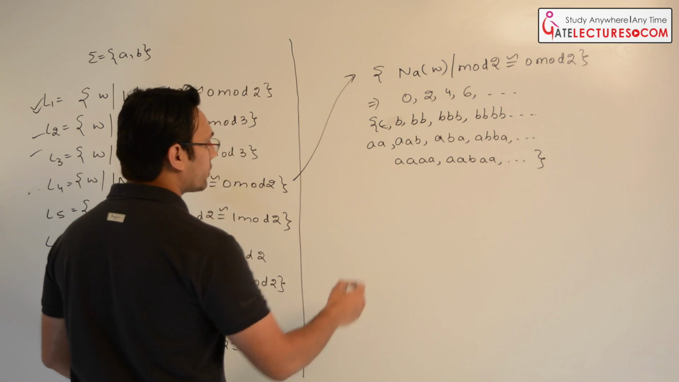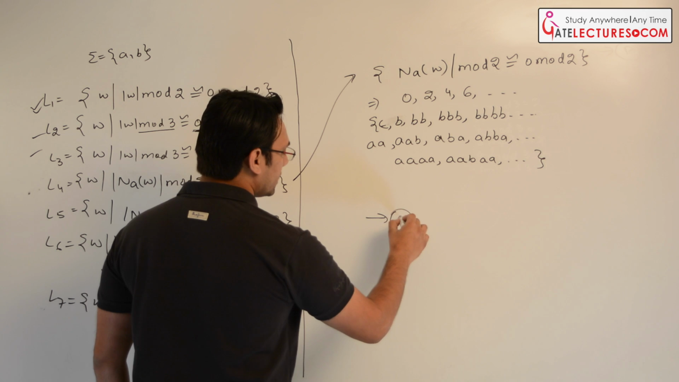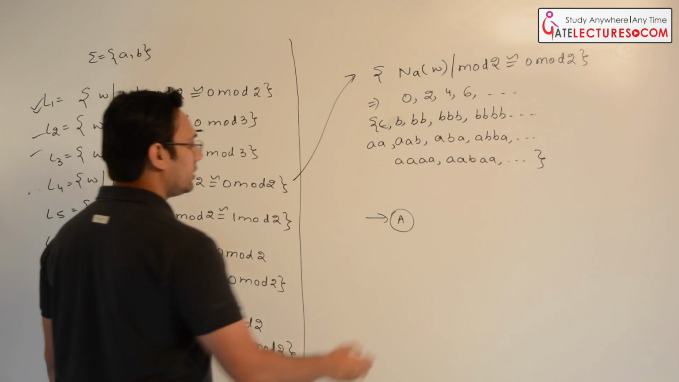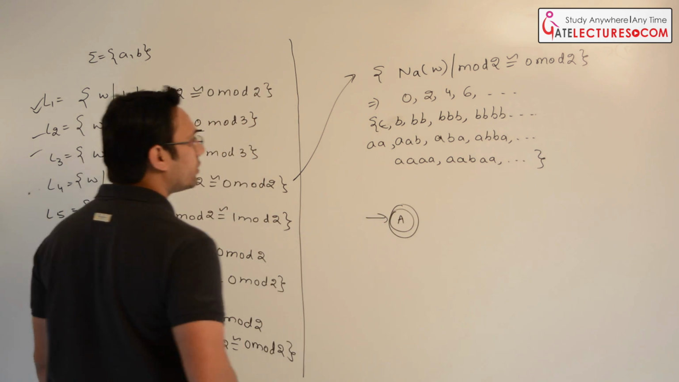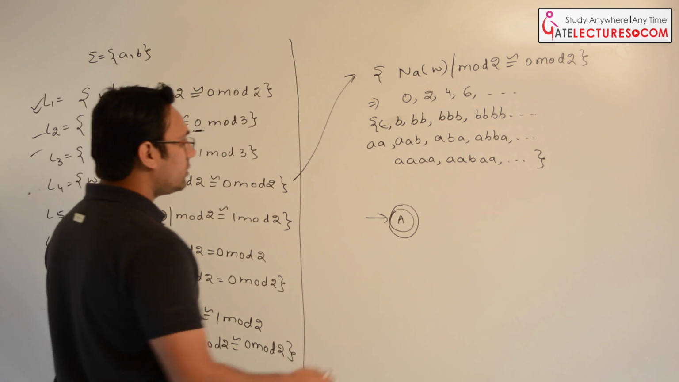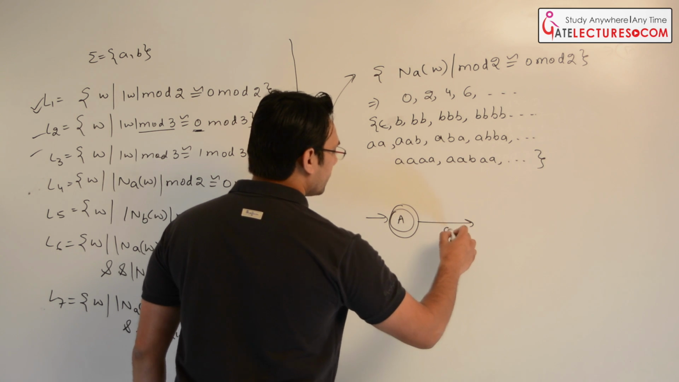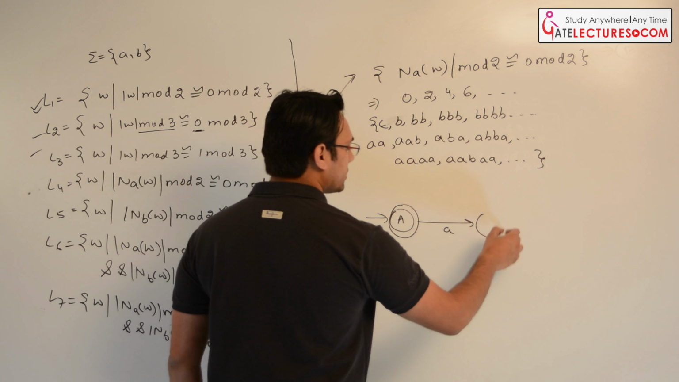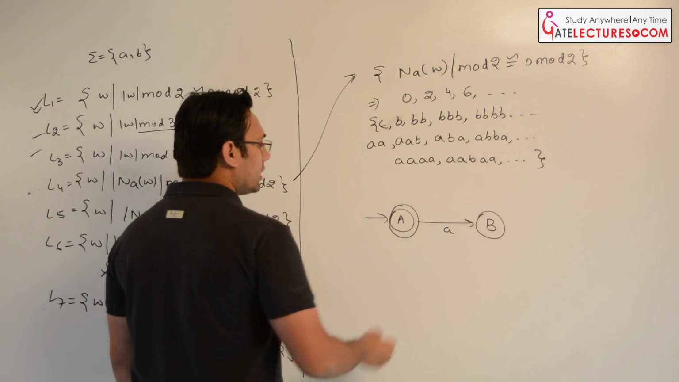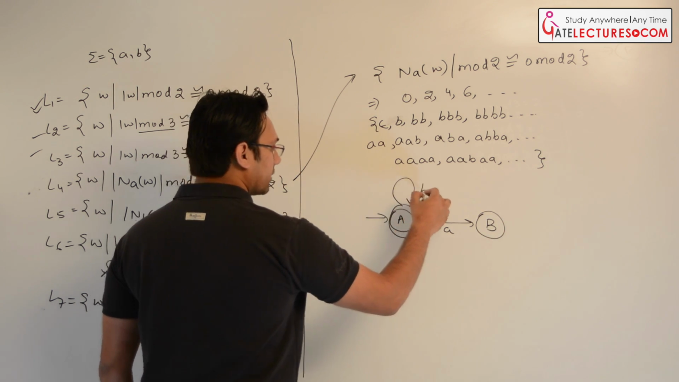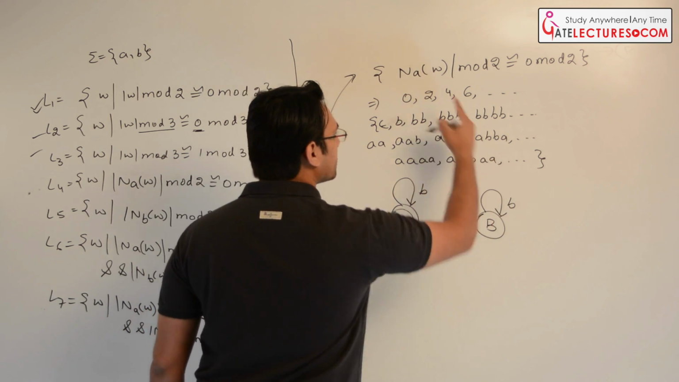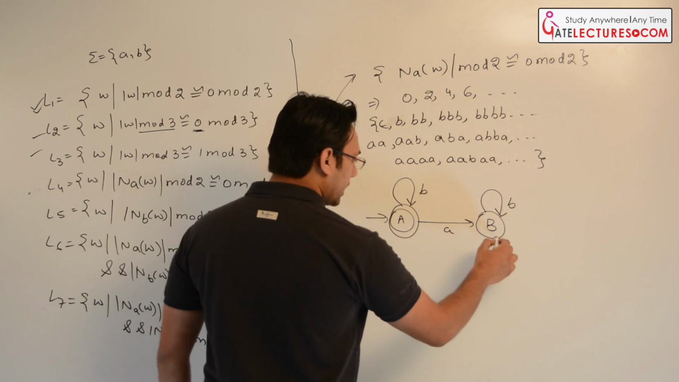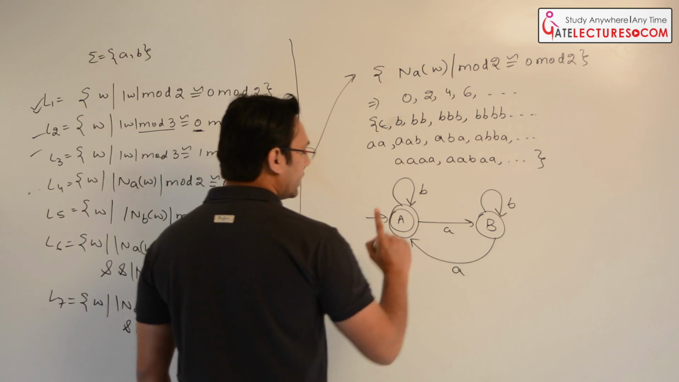So in this case what we are going to do is, this is the initial state. In this initial state the number of A's is 0, right? So we'll have 0 A's. Okay. Now if we get a single A, then the number of A's is 1, the number of A's is odd, so we'll go to the state B, right? Now it does not matter what the number of B's is, because we are not going to count the number of B's in this case, we are only going to count the number of A's.